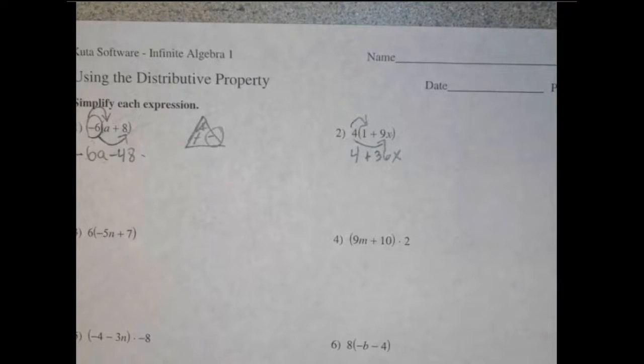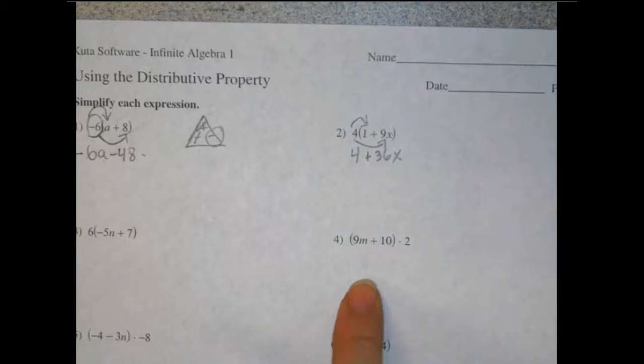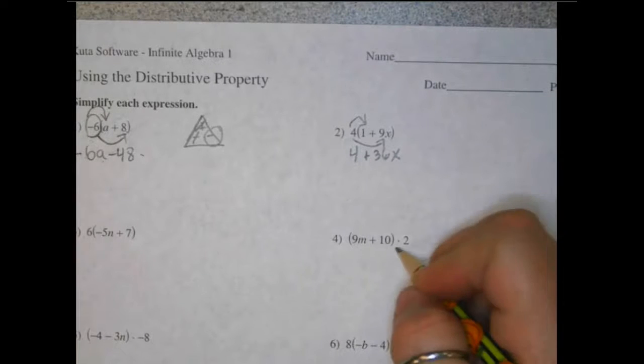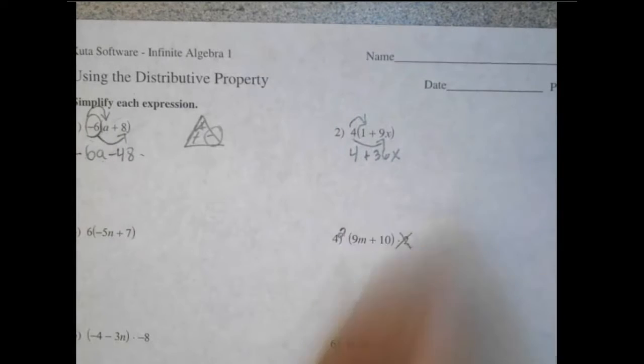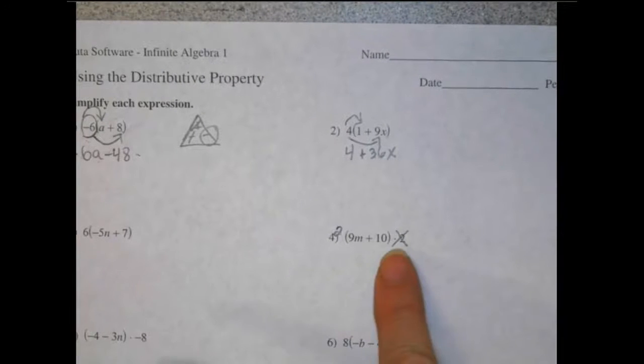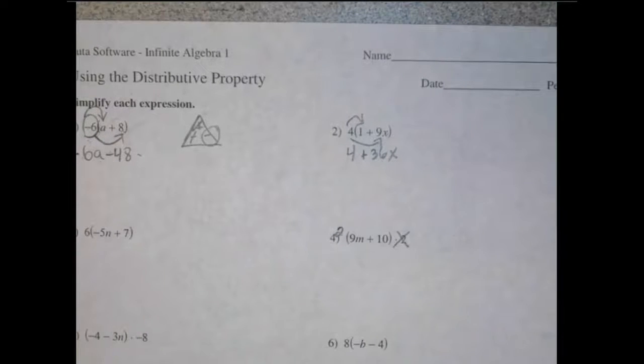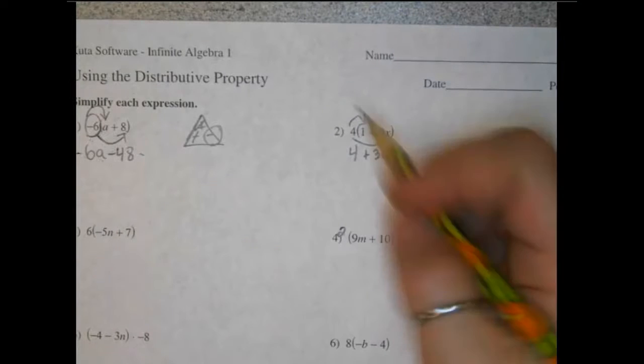Okay, let's look at number 4, because number 4 is just a little bit backwards, okay? This tells me 9m plus 10 times 2. I can go ahead and cross out that 2 and just move it to this side, and it's still the same thing. That little dot tells me times 2. The 2 in front of the parenthesis is also telling me 2 times something. So I can just cross that out and move it over.